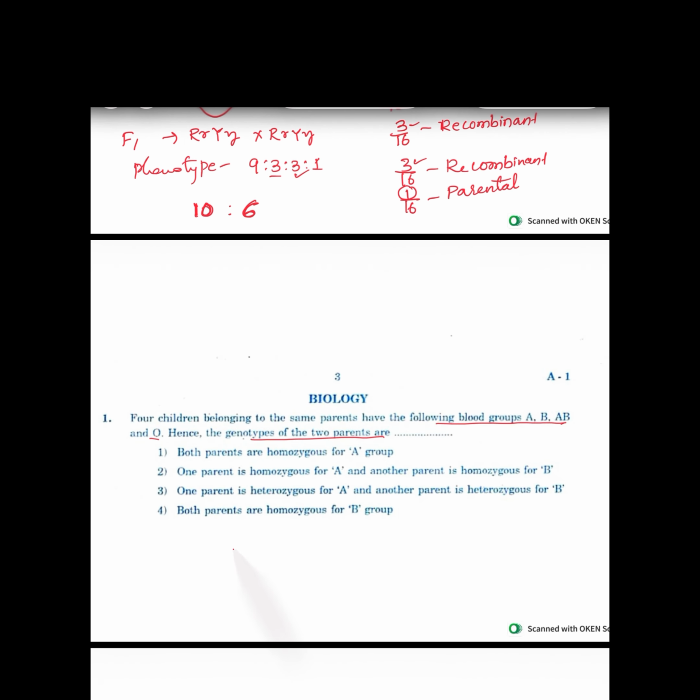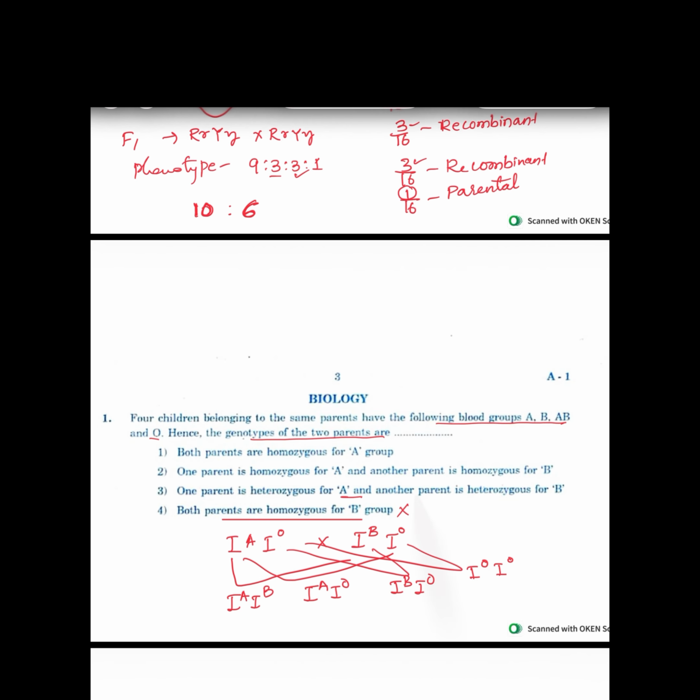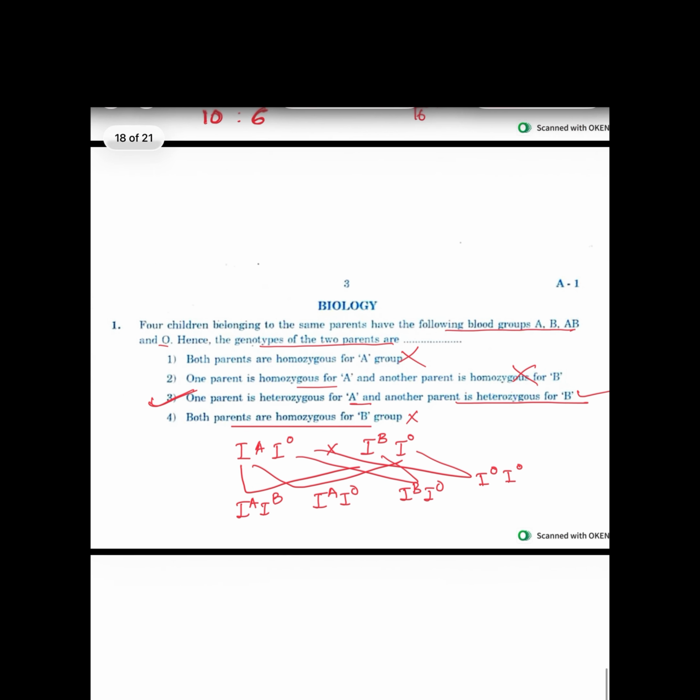4 children belonging to the same parent have blood group AB, AB and O. Here they are asking regarding the genotype of the parents. If you cross heterozygous A with heterozygous B, you will get all the blood groups. So 3 is the answer.